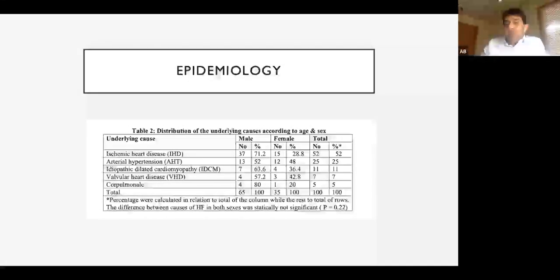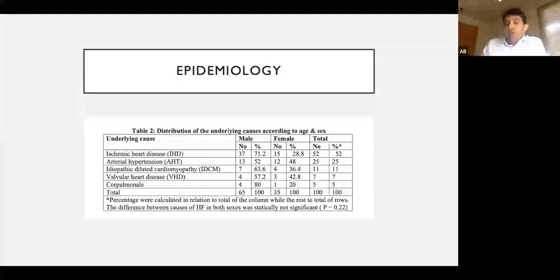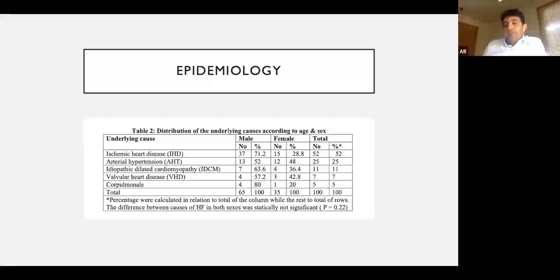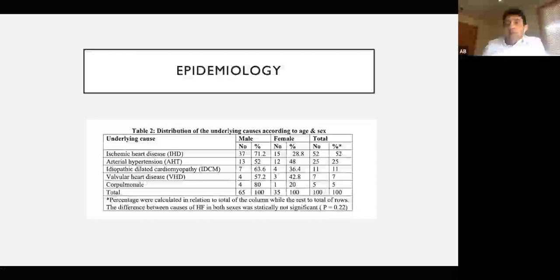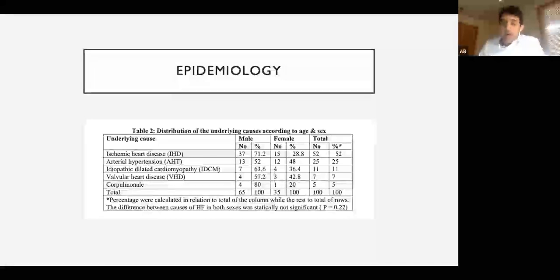Arterial hypertension is number 2, then idiopathic dilated cardiomyopathy, then valvular heart disease. It surprised me that you have more idiopathic dilated cardiomyopathy and more valvular heart disease, but this is a very small study, and it may or may not reflect what's going on somewhere else, but those are important. That's what you have, and you need to know them.